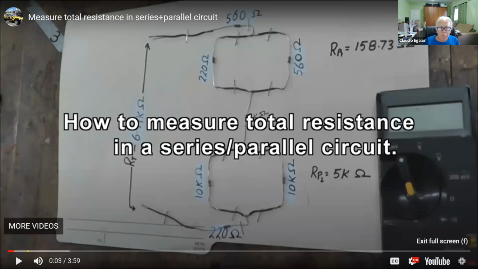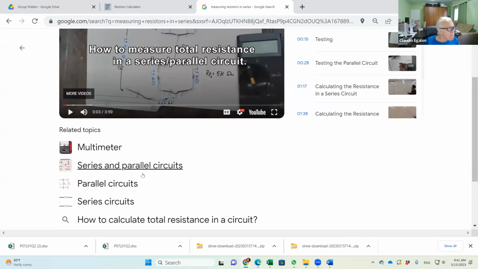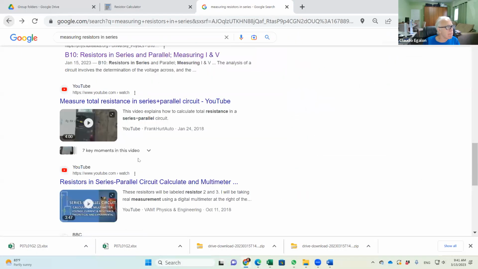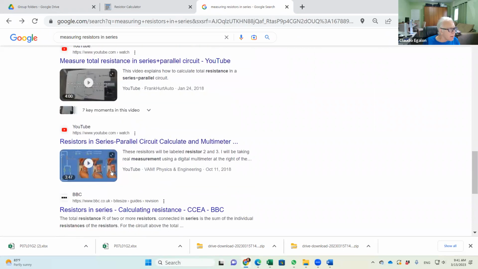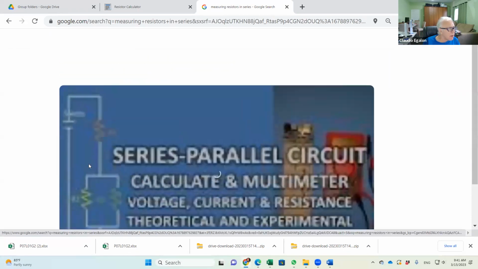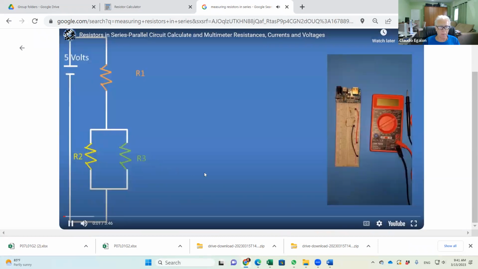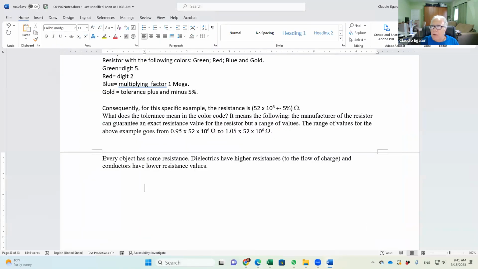Let me get a better video. Series, and maybe this one here is better. In this video, we have 3 resistors in a circuit. One of the resistors is by itself and will be labeled resistor 1. The other 2 resistors are in parallel right after the first resistor. These resistors will be labeled resistor 2 and resistor 3. I don't like this one either. Let me get another one. I'll have to draw it for you so you can see it better.